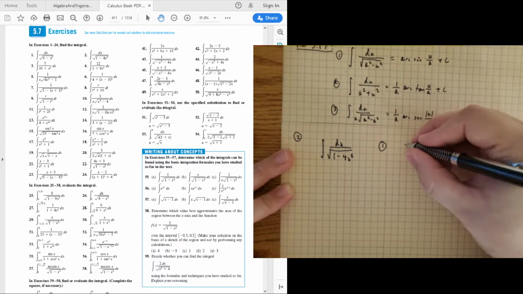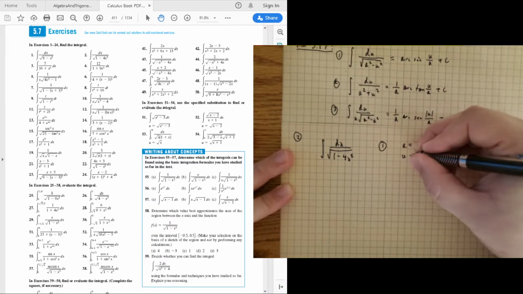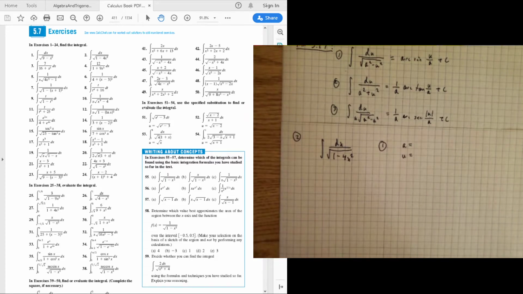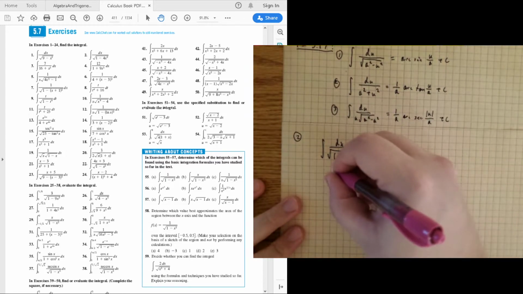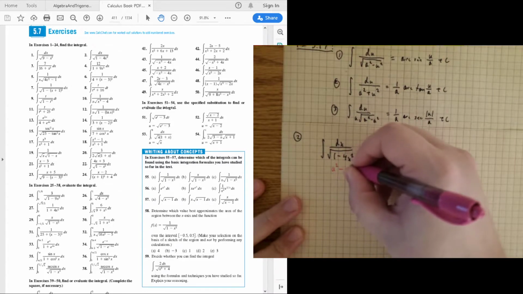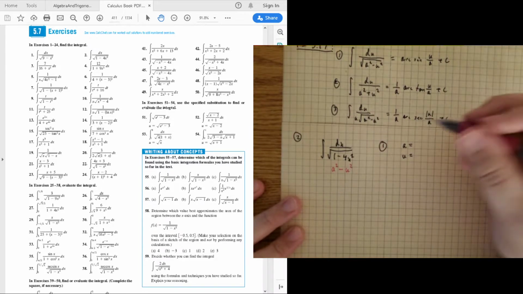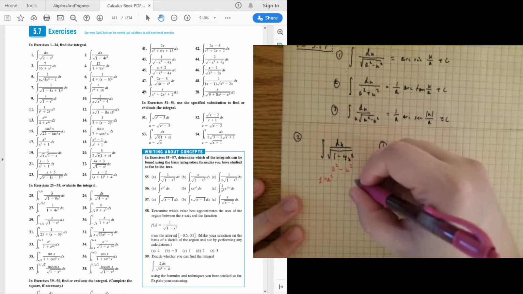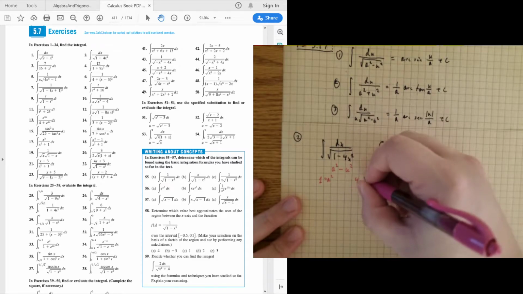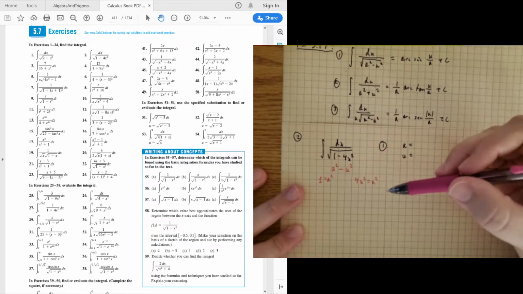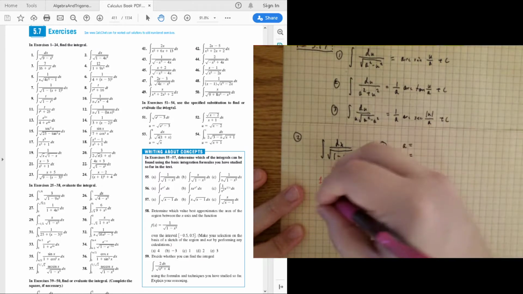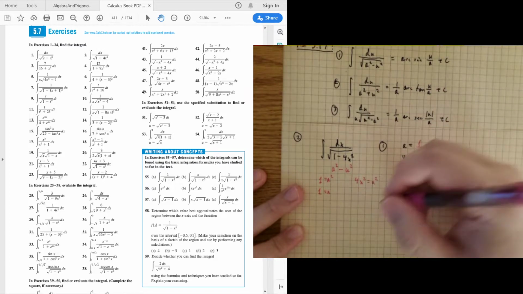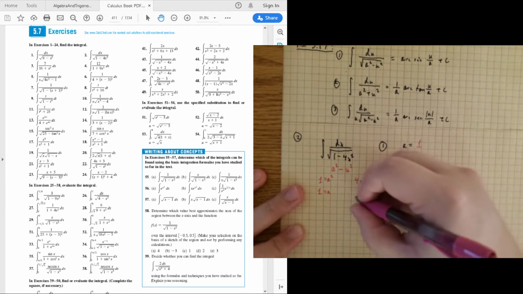But then if I want to use number 1, I need to figure out what's a and what's u. Well, in this case, a, remember, this is supposed to be of the form a squared minus u squared. So in this case, I can tell from the picture that if we have 1 equals a squared and 4x squared equals u squared, I can do some simple math to figure out what the a and u should be. So in this case, a should be 1. Take a square root of both sides. And u, square root of both sides as well, should be 2x.